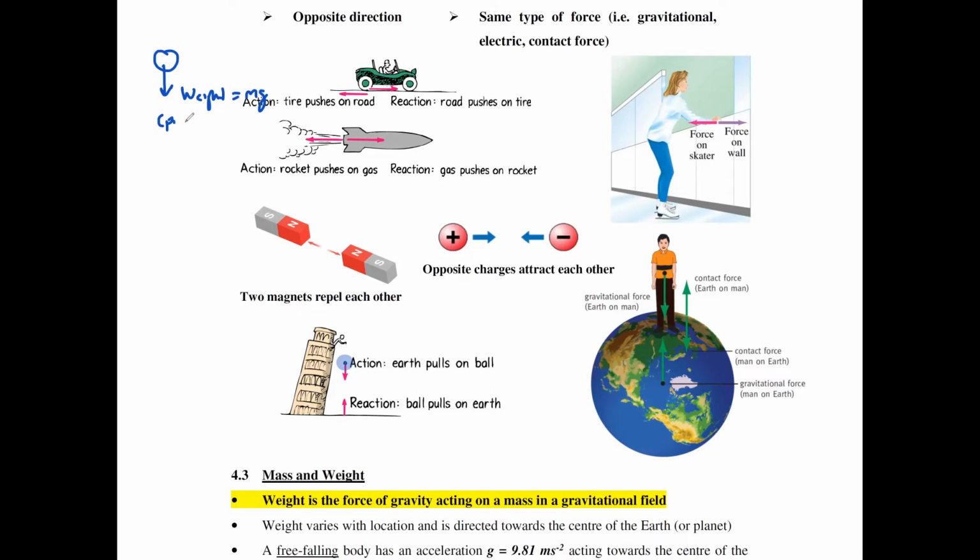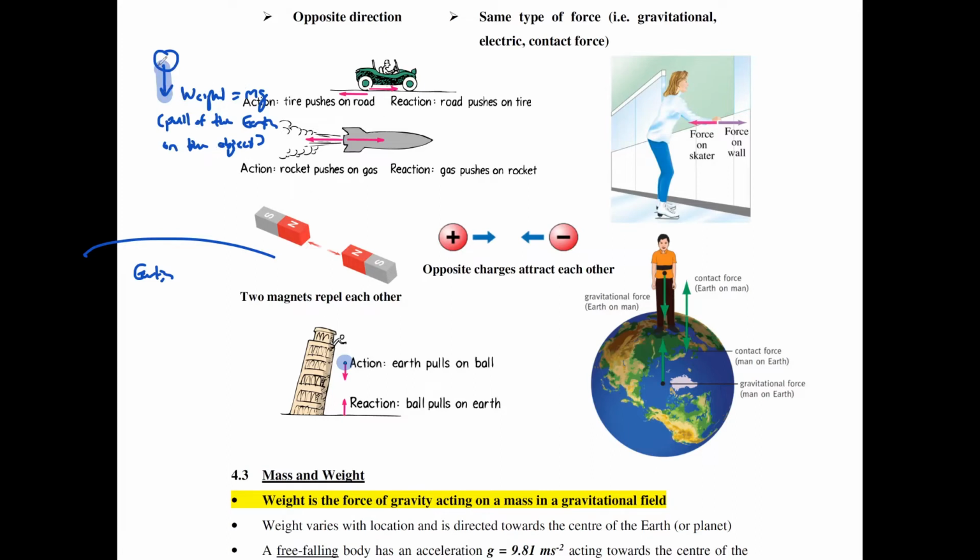This is the pull of the Earth on the object. So the reason why you have this force W here is because the Earth is pulling onto that object. If you were to apply Newton's third law here, the Earth is exerting a force to pull the ball downwards. That force is what you know as the weight.